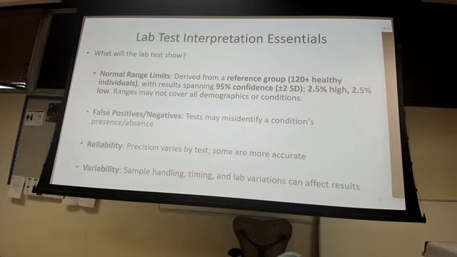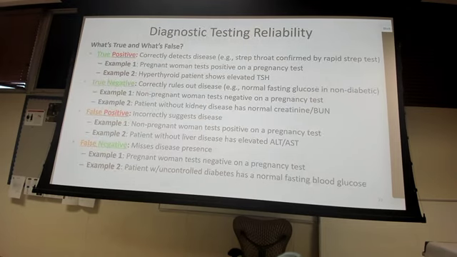So false positives or false negatives may misidentify the presence or absence of a condition. And we're going to talk about reliability and variability. Reliability is precision that varies by test. Variability is sample handling, timing, and lab variations that affect results.